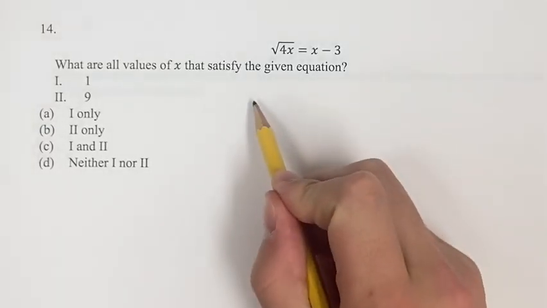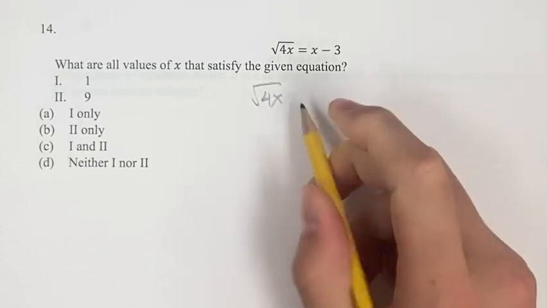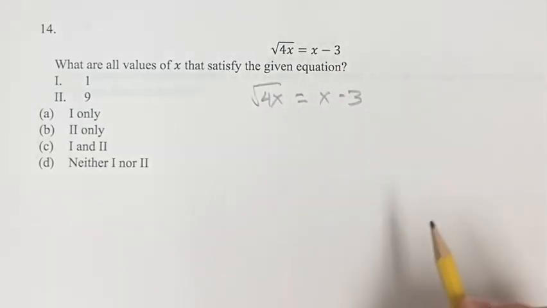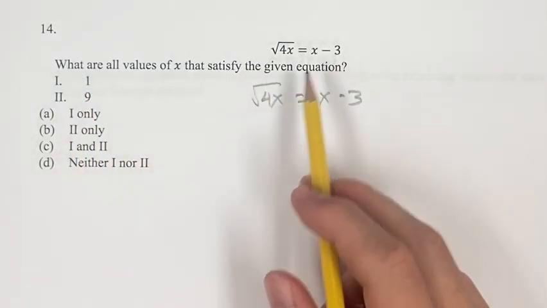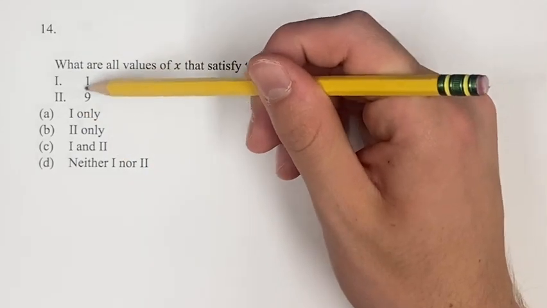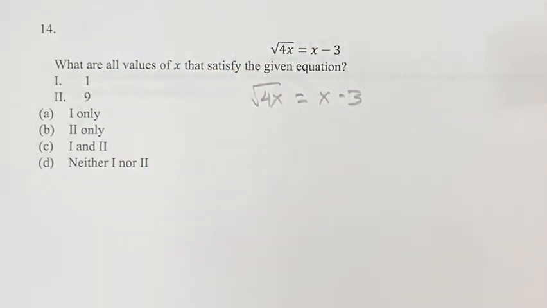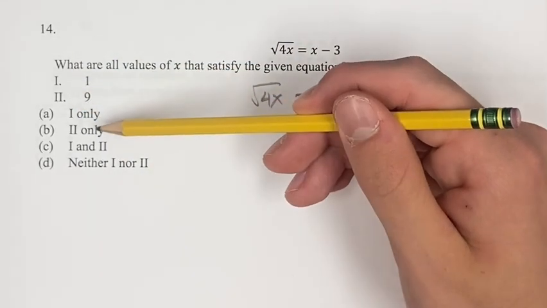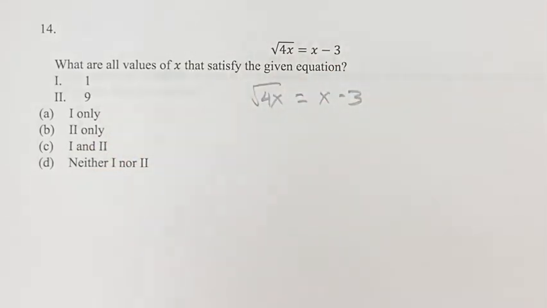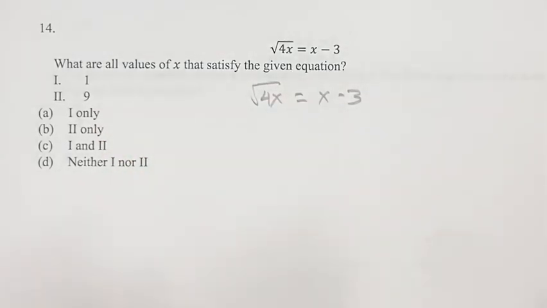In this problem, we're given the equation the square root of 4x is equal to x minus 3. We're asked what are all values of x that satisfy the given equation. And we're given 1 and 9 as possible answers. And we're asked, is it 1 only, is it 2 only, is it both of them, or is it neither of them? So we only have two options right here, so I think the easiest way to solve this problem is just to plug it in and see if the equation holds.